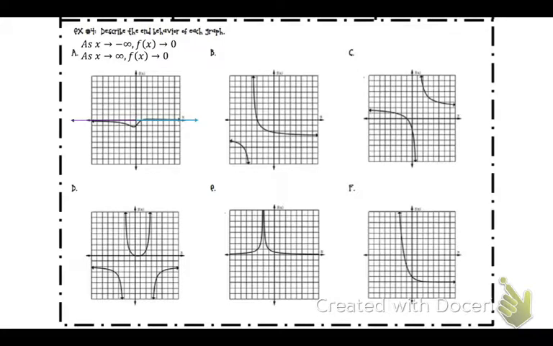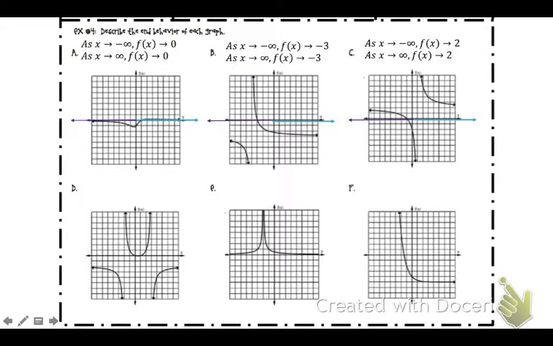Okay, let's look at example B. So as x goes to negative infinity, that is approaching the line -3. So as x goes to negative infinity, f of x goes to -3. And then as x goes to positive infinity, f of x also goes to -3. Okay, let's look at C. So as x goes to negative infinity, f of x is going to +2. As x goes to positive infinity, f of x goes to +2 as well.